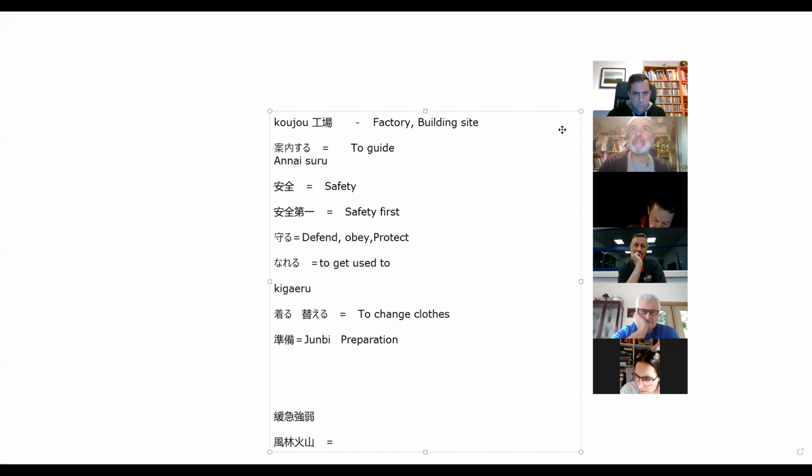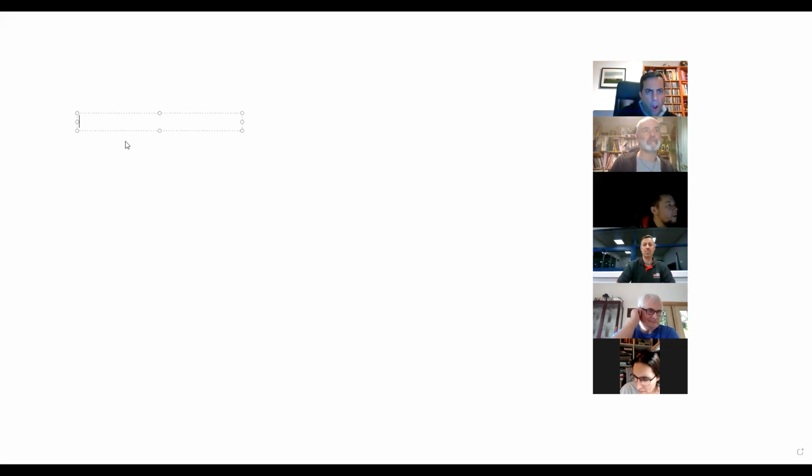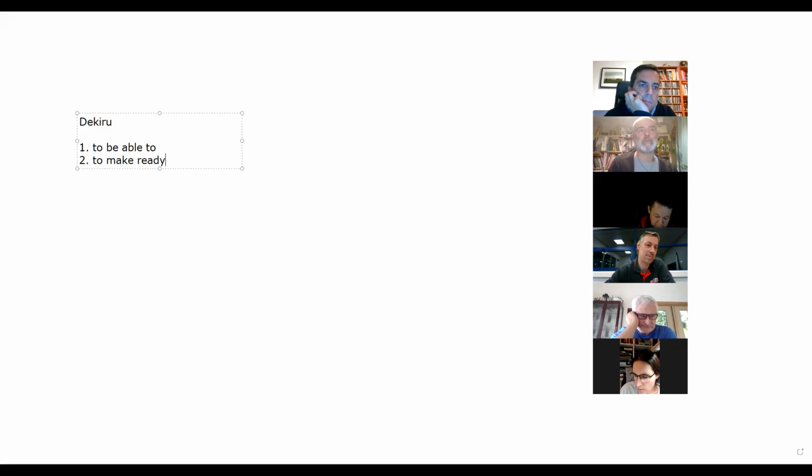And share this with you. I suggest writing this down if you don't already know it. It's the word dekiru. Dekiru. This has two meanings, really. One is, what's the one that you guys all know? To be able to. Good. Yeah, exactly. But it also means to make ready. So, for example, I'm actually going to write it in Japanese and then you guys can work it out.